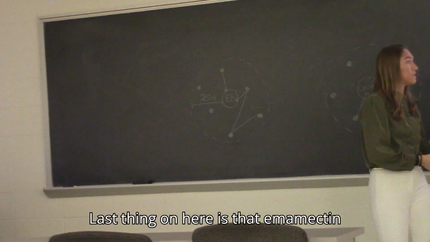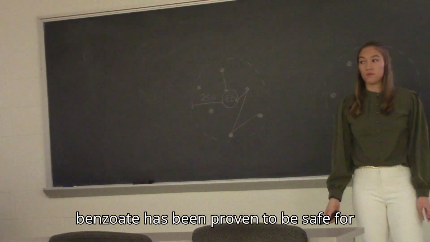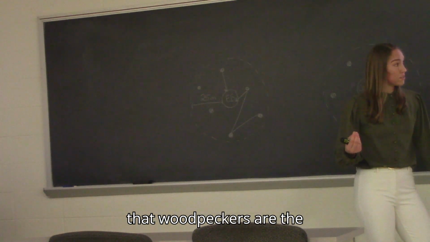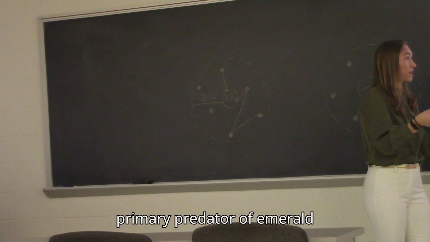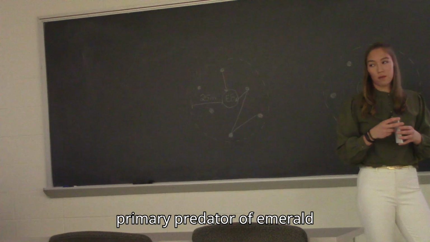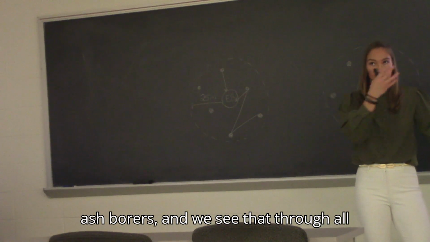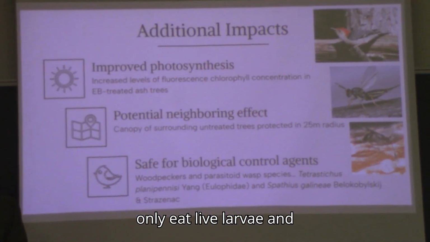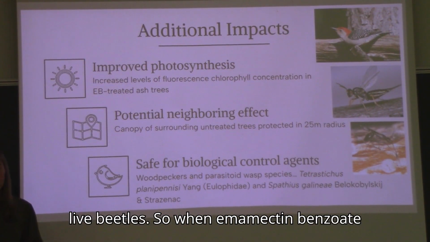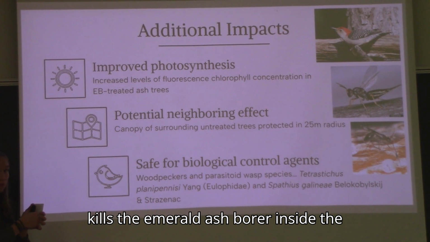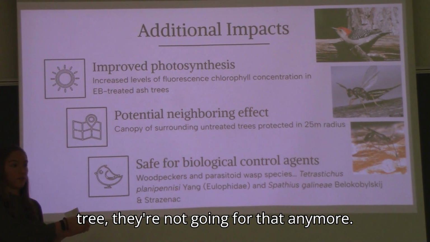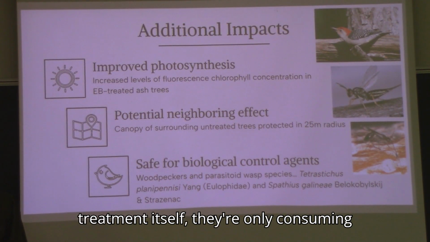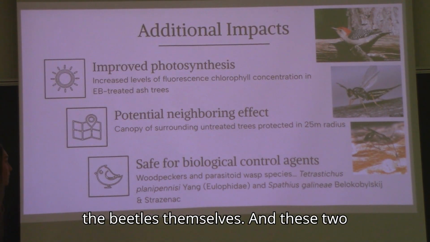Last thing on here is that emamectin benzoate has been proven to be safe for biological control factors. So we know that woodpeckers are the primary predator of emerald ash borers, and we see that through all the flecking that they cause, but they only eat live larvae and live beetles. So when the emamectin benzoate kills the emerald ash borer inside the tree, they're not going for that anymore, so they don't ever consume the actual treatment itself. They're only consuming the beetles themselves.